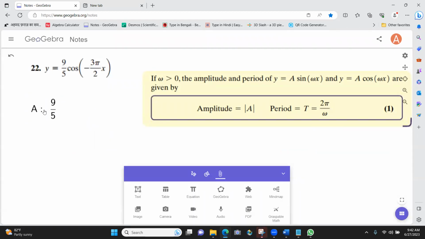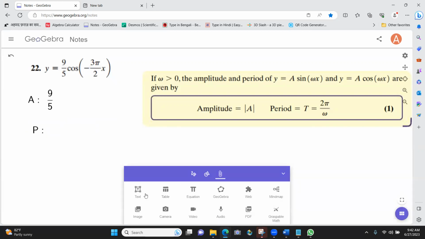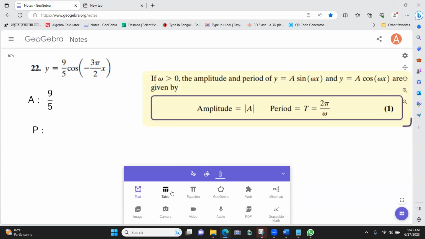Done. 9 over 5 is what? A little less than 2. What's the period? The period is going to be 2 pi. That's the period of cosine or sine. You're going to take 2 pi and divide it by this coefficient, and I'm going to do it separately. You don't want to use a calculator for these little things. You're likely to mess it up.